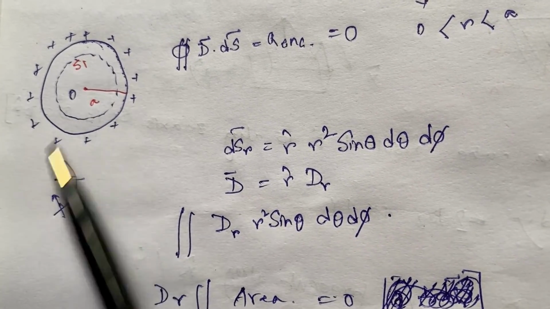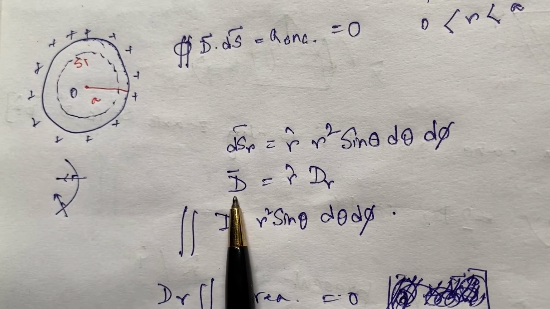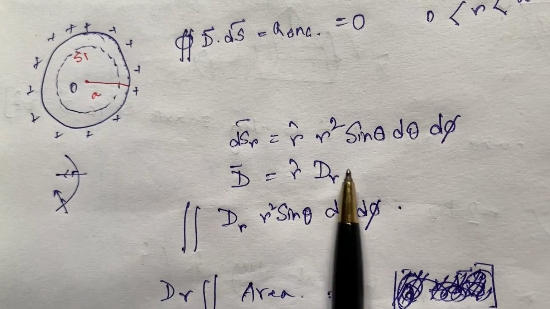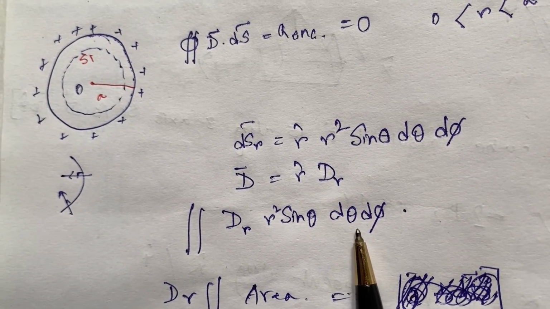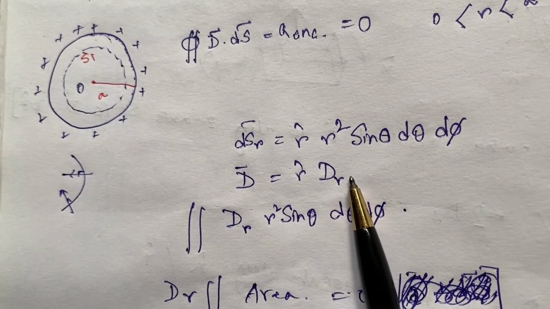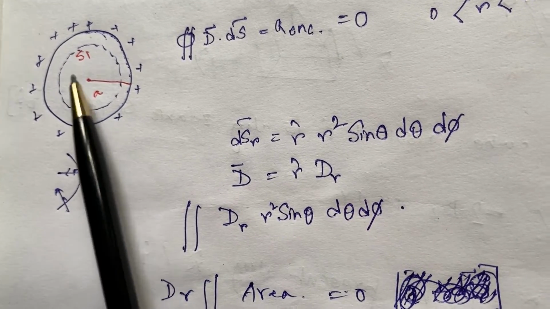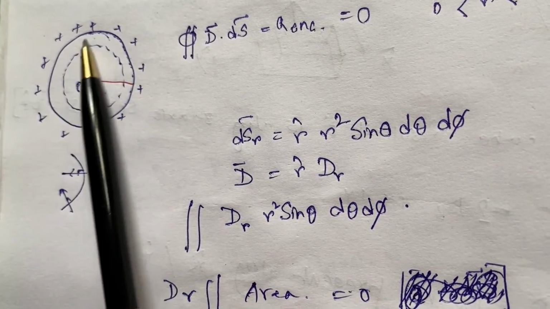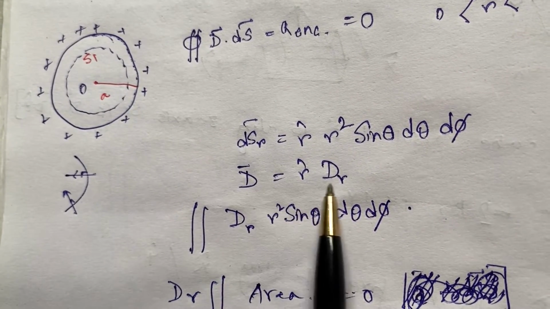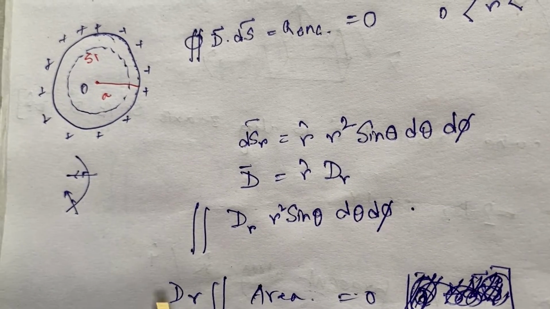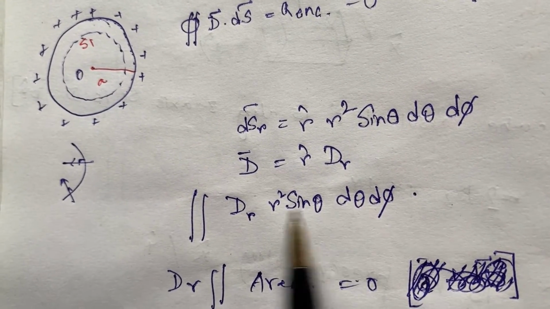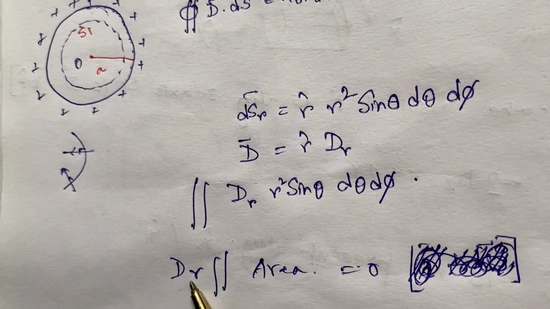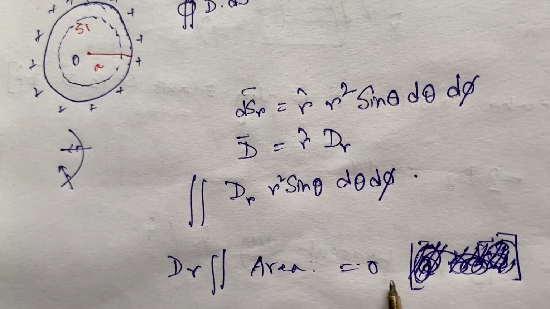And because of the spherical symmetry, this electric flux density component, this D_r, will be along the radial direction only. There will be no theta or phi direction. And this D_r is also constant over the integration. It is constant because r is constant. Anywhere you stand on the surface of this shell, r is constant. So D_r can be taken outside the integration, which is basically the integration of the area. So the integration of this area is equal to 0.